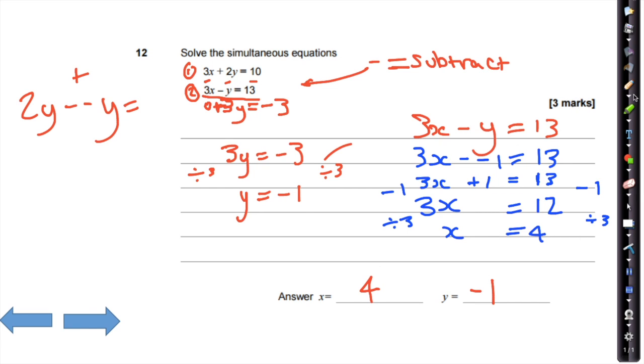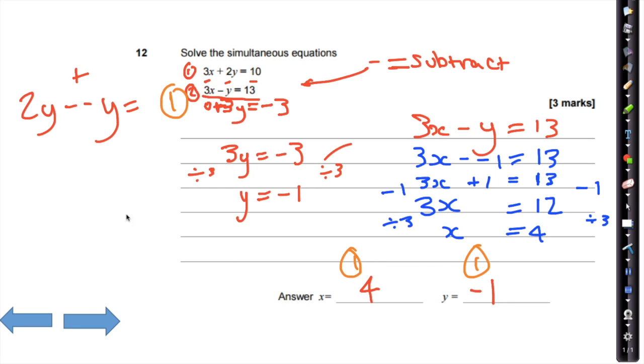The breakdown of the marks for this one, 3 marks. 1 was for eliminating, so over here when we eliminated our x's, that was 1 mark for that. The second mark was for getting either 4 as x or y as minus 1. So this would be the second mark for getting one of these, and then the third mark for getting the other one.